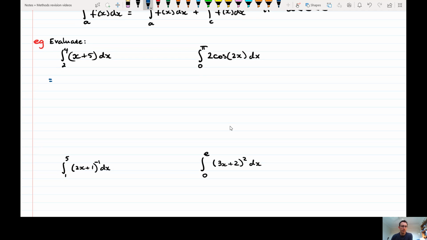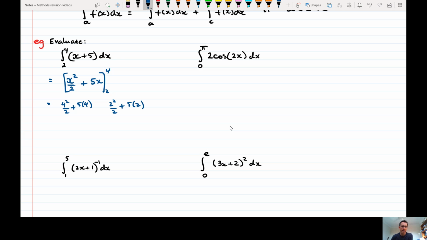So we have x plus 5. When I anti-differentiate x, that becomes x squared over 2. Plus 5, that becomes plus 5x, between 2 and 4. And then we substitute 4 in, so you get 4 squared over 2 plus 5 times 4. And we put 2 in, so 2 squared over 2 plus 5 times 2.